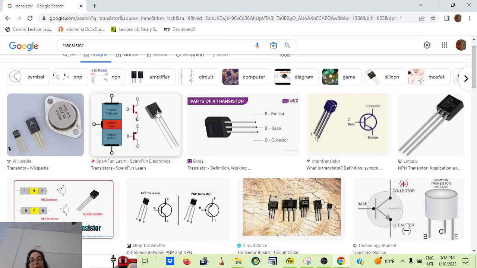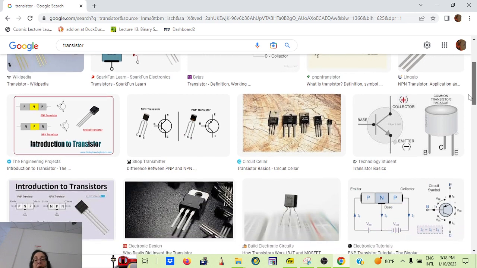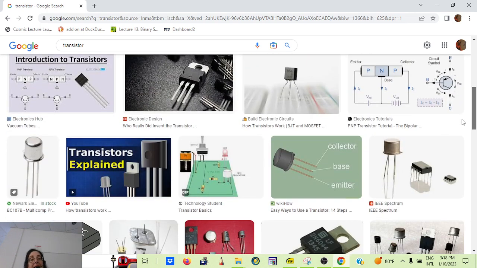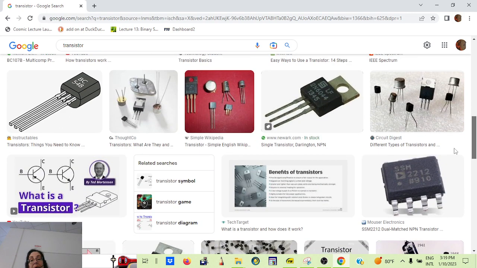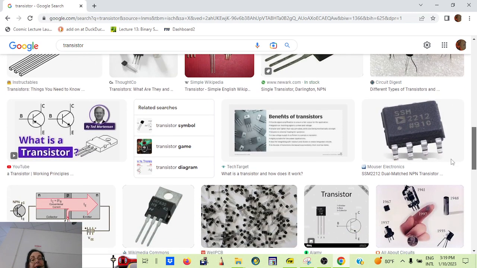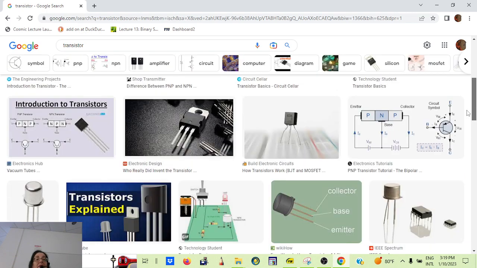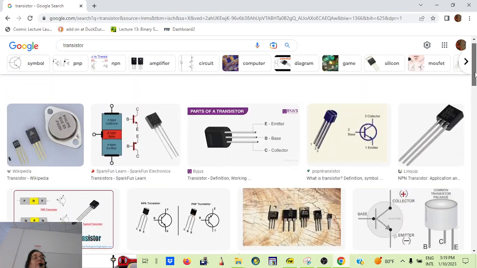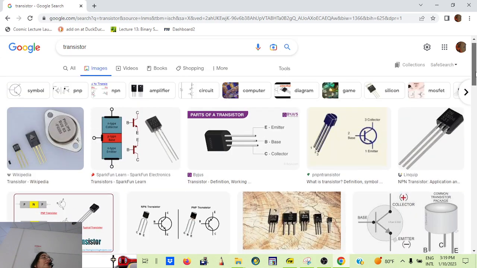So that's what the transistor looks like. And now they make it out of silicon wafers. They are very, very tiny, and they are used to make integrated circuits. So it's everywhere. It's really the big revolution that started digital electronics, all the digital age, all the devices that you use today.